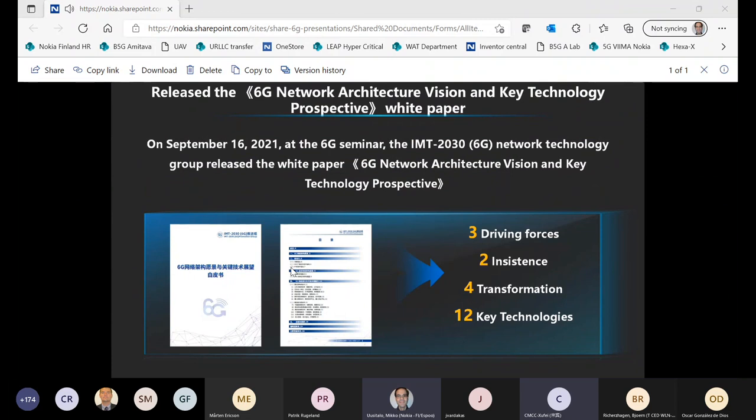After 2 years of exploration together with our academic and industrial partners, the IMT-2030 Promotion Group in China released the white paper, 6G Architecture Vision and Key Technology Perspective. In this white paper, we have reached a preliminary consensus on the vision, design principles, and the key technologies involved in the 6G architecture. I think it's a first achievement of 6G architecture design.